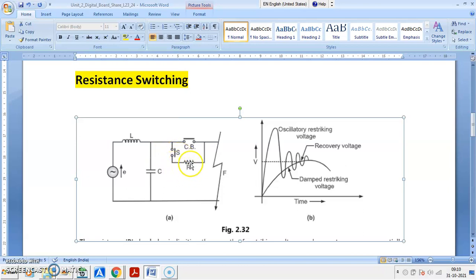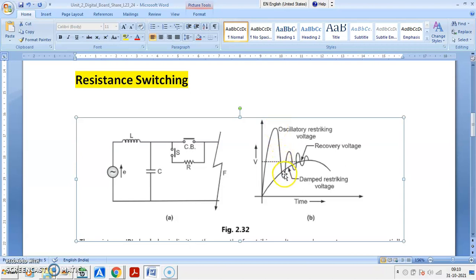So this R will limit the arcing current. That is important. So the growth of restriking voltage is reduced. Okay. So here you can see the oscillatory restriking voltage. The instant when the circuit breaker starts opening the contact, arc gets struck. So this is first oscillatory maximum value of restriking voltage.